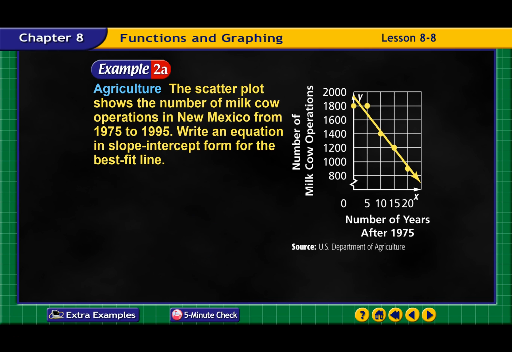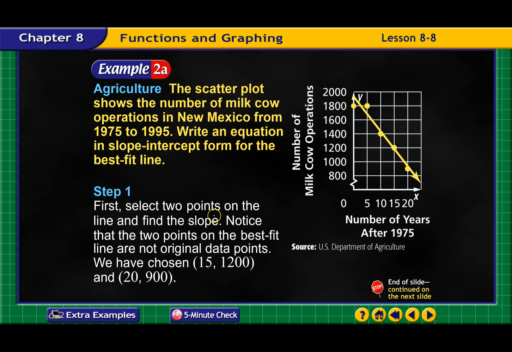All right, this scatter plot shows the number of milk cow operations in New Mexico from 75 to 99. Write an equation in slope-intercept form for the best fit line. So first you have to select two points and find the slope. We're using slope form, or point-slope. They chose 15, 1200, because that's pretty close to the best fit line there. And then they chose 29, 900. They just guesstimated that it was at 900 here. So again, it's not an exact science.